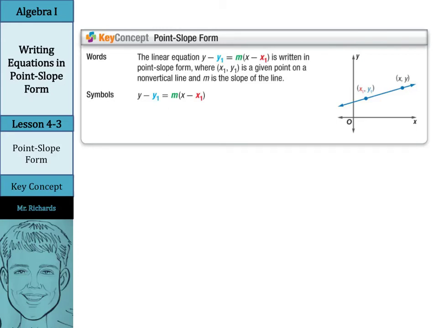Hi, Mr. Richards here, and today we're going to talk about writing equations in point-slope form.